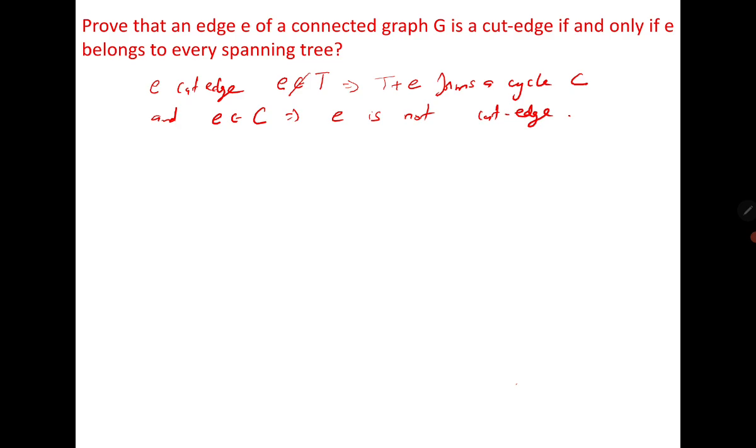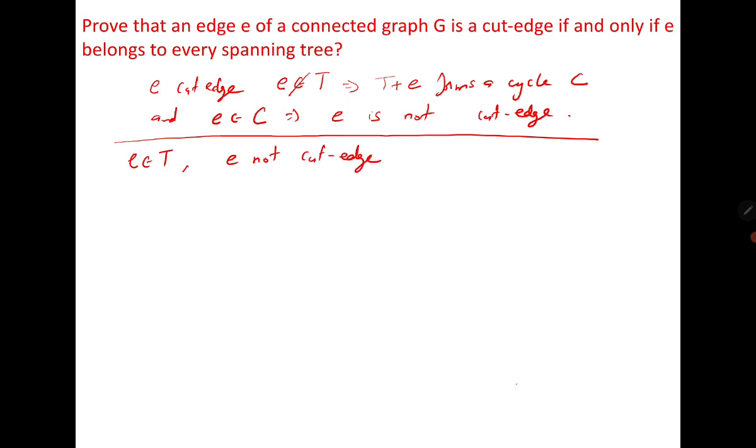Similarly, try to prove the other direction by contradiction, which says that you have to assume E belongs to every spanning tree. So E belongs to all spanning trees, and now it is required to prove E is a cut edge. Assume that E is not a cut edge. Now what does it mean if it is not a cut edge? It means that G minus E is connected. Now think how you will reach the contradiction. G minus E is connected.